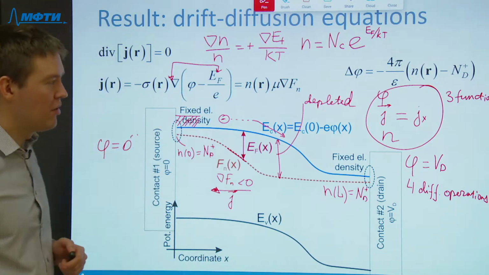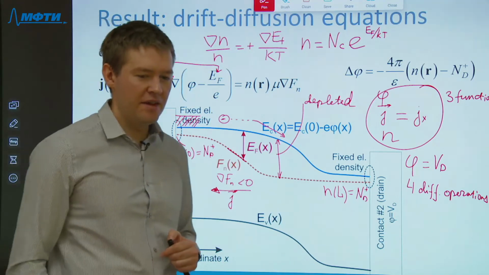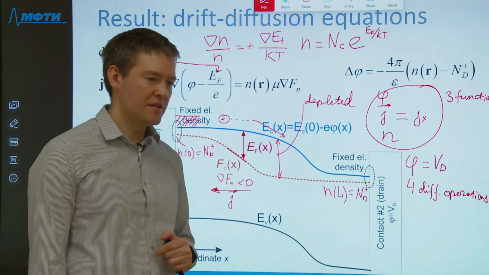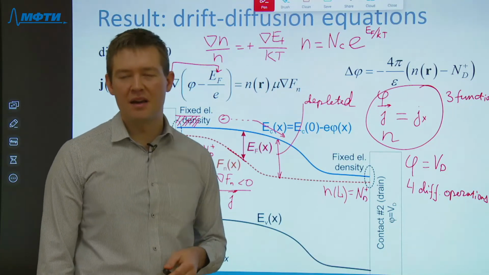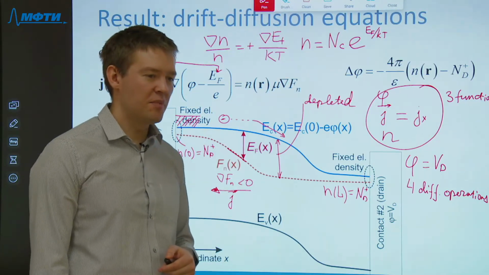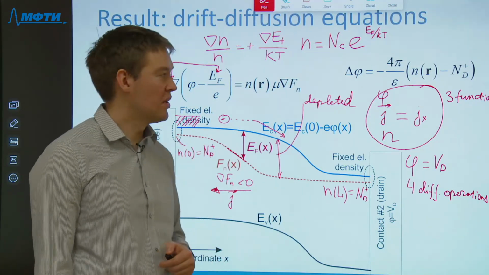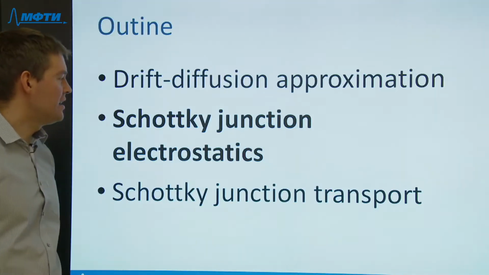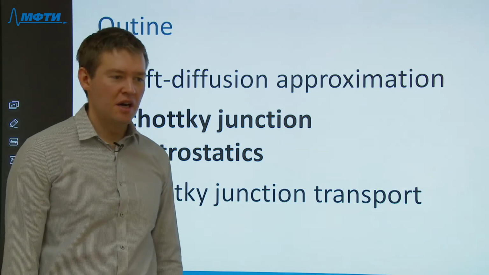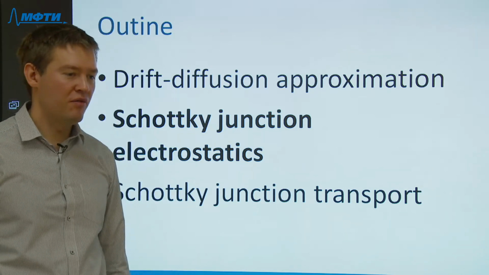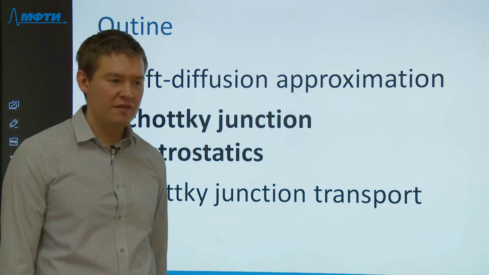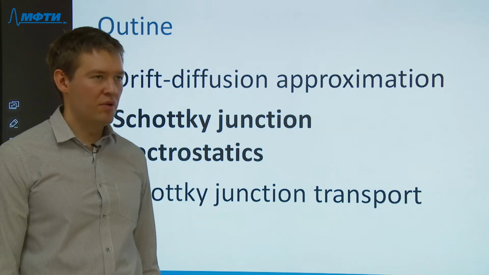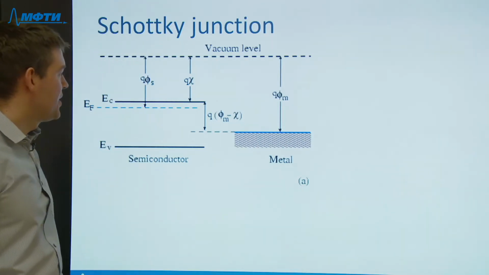Okay, if no more, let us try to apply this system of equations to the transport in the simplest junction that we can have in nature. This is the junction between metal and semiconductor, and I think we will cover the electrostatics of this junction. How does the potential profile form there, and we will try to derive some simplified expressions for the potential profile, and then probably we will have some time to cover the transport.